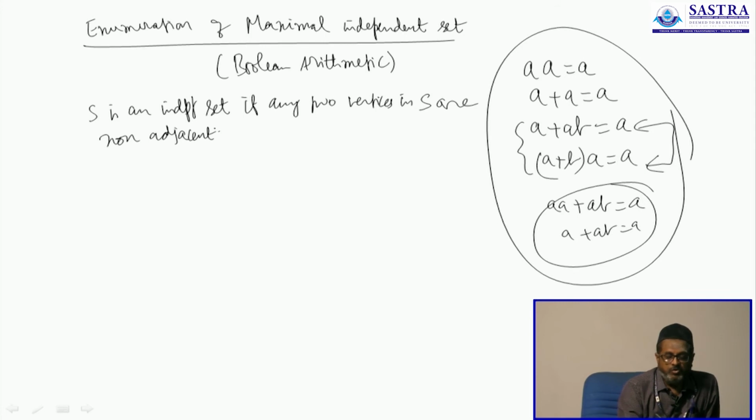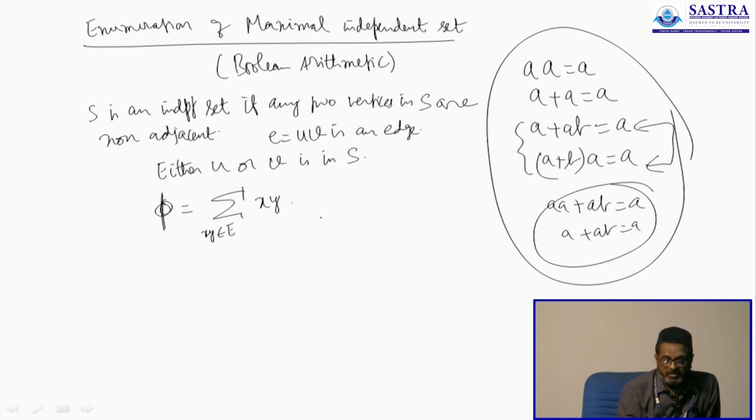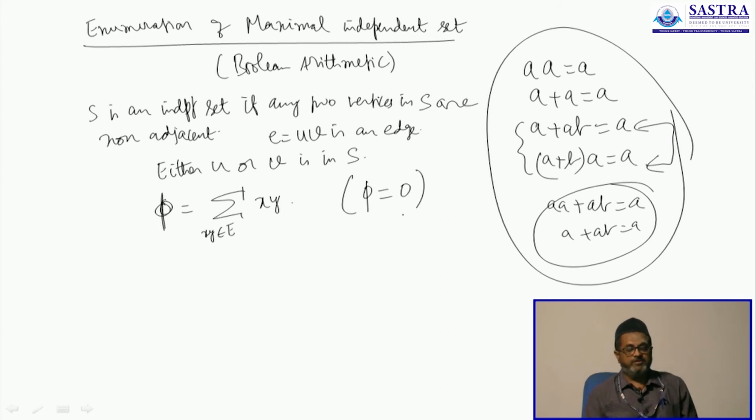So in this case, suppose I take an edge e equal to uv. What will happen? Either u or v is in S. Now what I will do is put this Boolean expression, the set of all edges xy in E. I cannot have the endpoints of an edge both in the set S. So naturally phi of 0 will be 0. Phi will be 0 always, because this should not happen. I cannot have both the endpoints of an edge in an independent set.